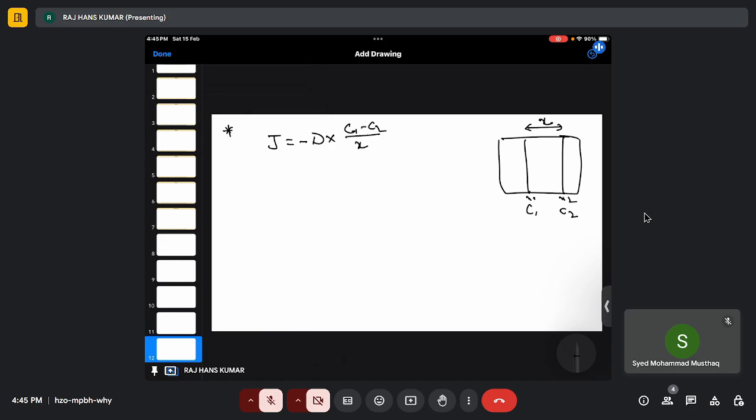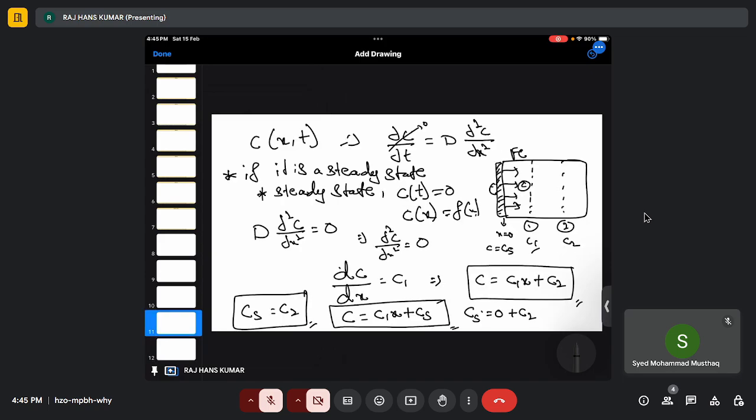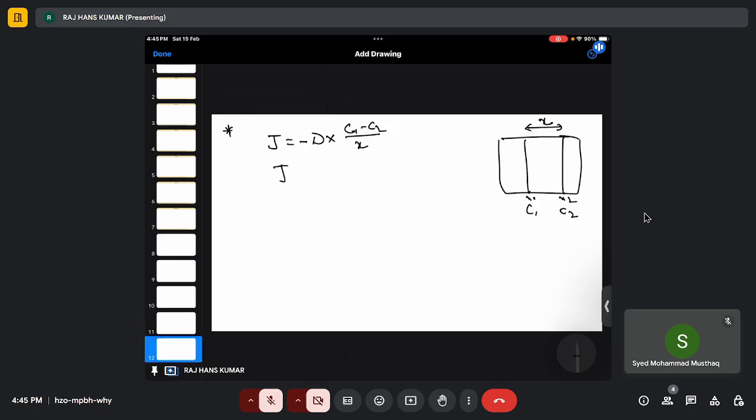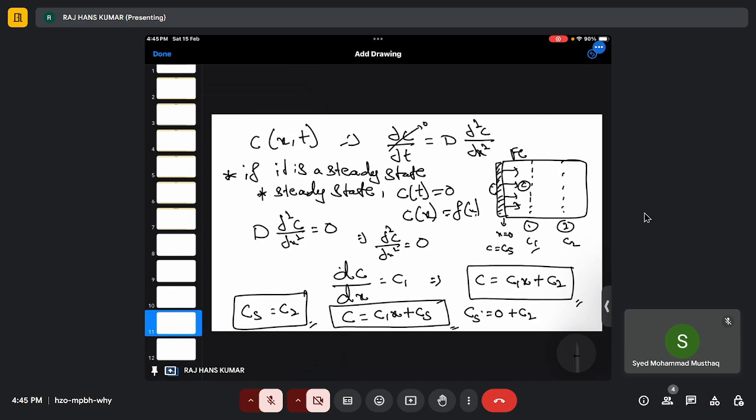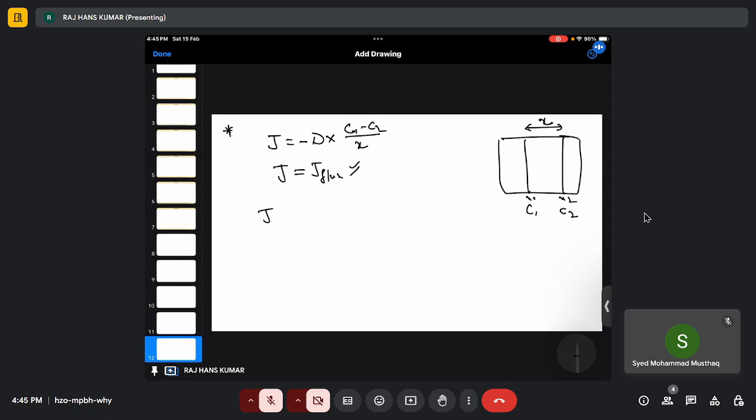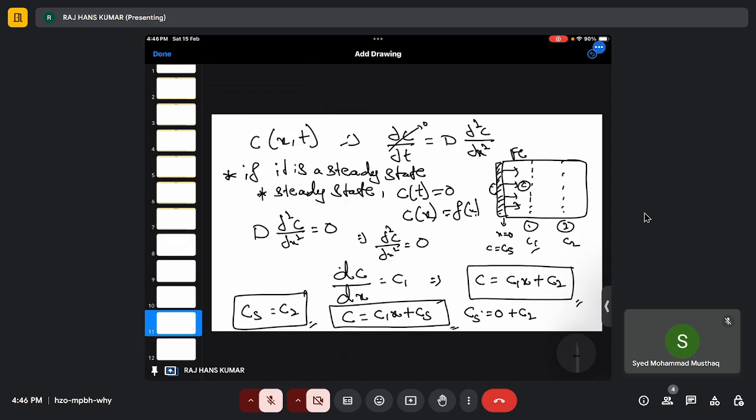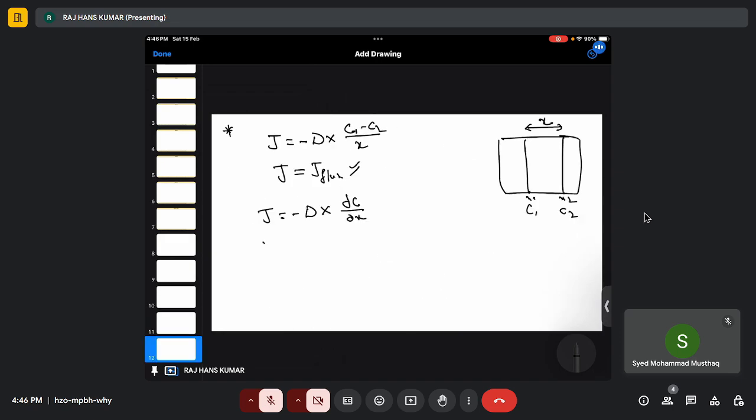Right? Now, once I substitute all these values, I will get my flux. Okay, J. I'll get my flux. Now, we know Fick's law. What is Fick's law? Minus D dou C upon dou x. Right? Now, substituting this equation there, that J will be equals to minus D times C1.